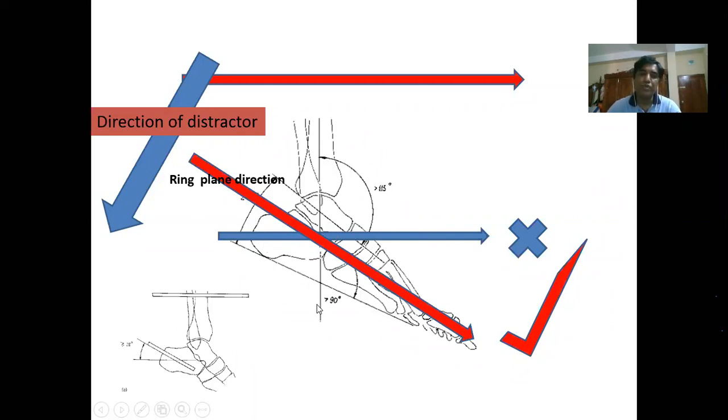And if you want to put the ring in the calcaneum for correction of the equinus, you have to consider this type of normal angulation of the calcaneum, and the direction of your ring should be at 28 to 30 degree angulation with the transverse plane. Think that this blue line is for the transverse plane, and this red line is for the ring direction.